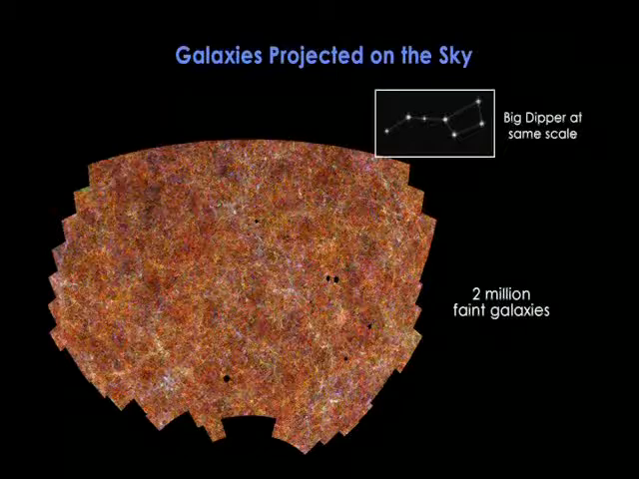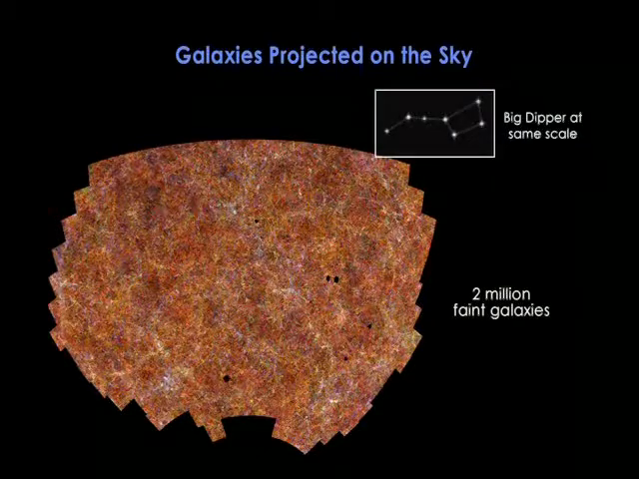Here's a picture of a 100-degree chunk of the night sky, with a Big Dipper for scale. All the foreground stars have been removed, and the image shows 2 million faint galaxies. Of course, some of those galaxies are near, and some are far. So to turn this 2-dimensional picture into a 3-dimensional one, we simply need to measure the distance to each galaxy.